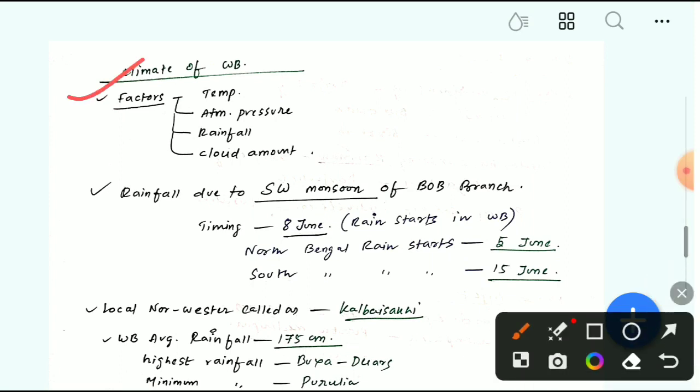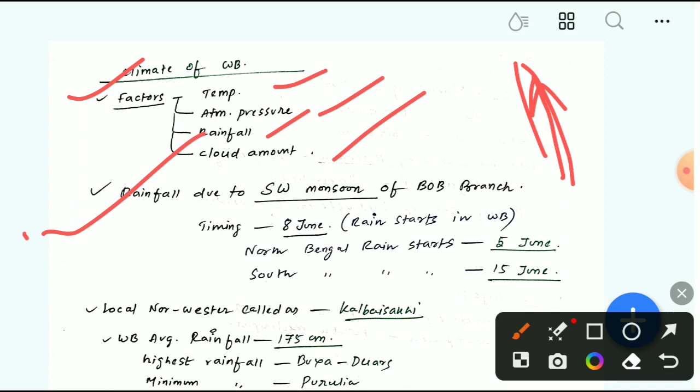Next important thing is climates of West Bengal. What are the factors which it depends on? Temperature, atmospheric pressure, rainfall and cloud atmosphere. Rainfall is due to the southwestern monsoon of the Bay of Bengal branch. So the Bay of Bengal branch southwest monsoon is the main reason for rainfall in West Bengal.